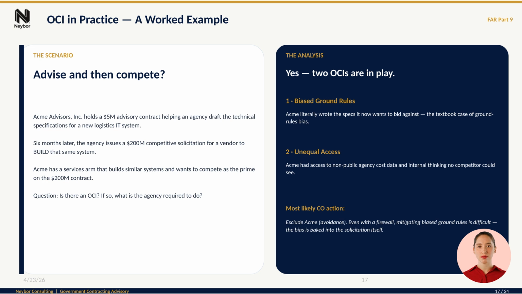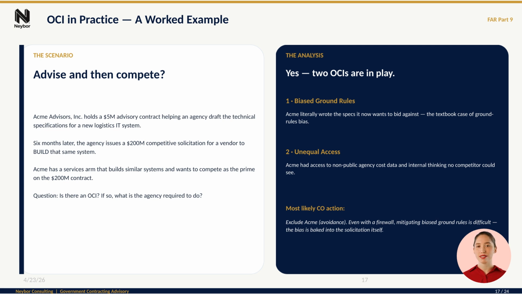Yes, 2 OCIs are in play. First, biased ground rules. Acme literally wrote the specifications that now form the basis of the competition. That's the textbook case. Second, unequal access. Acme had visibility into non-public cost data and internal agency thinking that no competitor could see. So what is the contracting officer likely to do? In most cases, avoid: exclude Acme from the bid. Even a robust firewall can't fix biased ground rules because the bias is already baked into the solicitation text itself. Firewalls mitigate unequal access, but they can't undo spec writing.